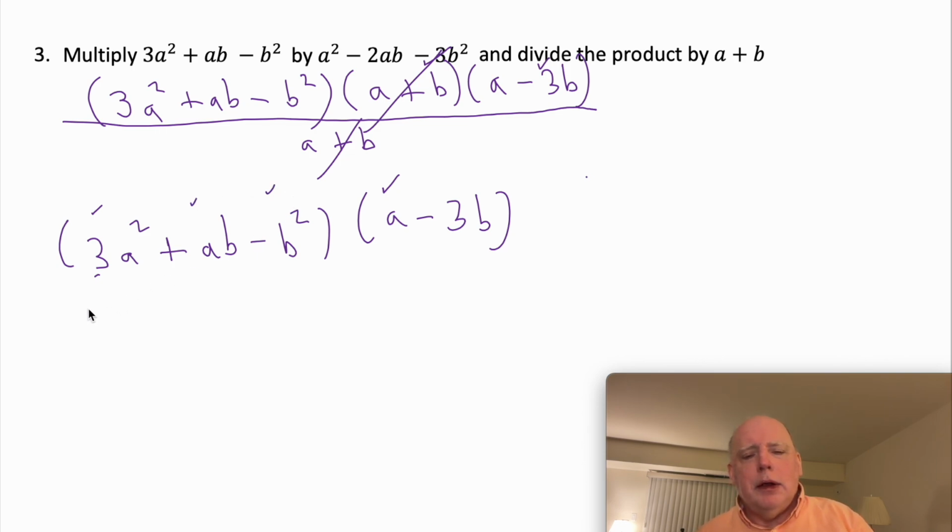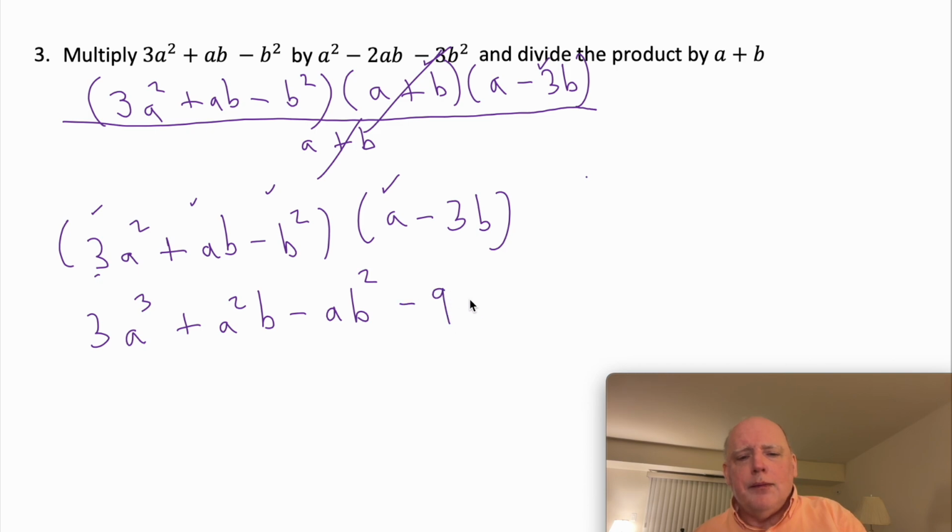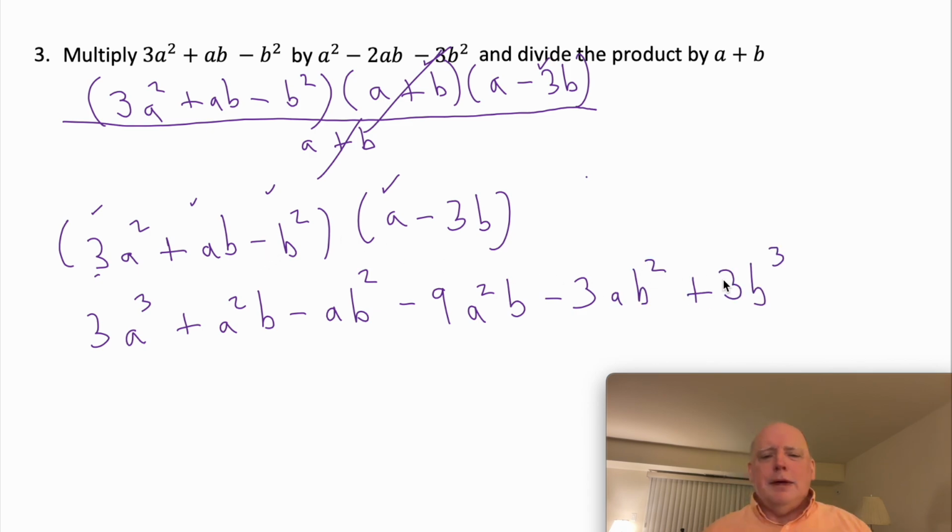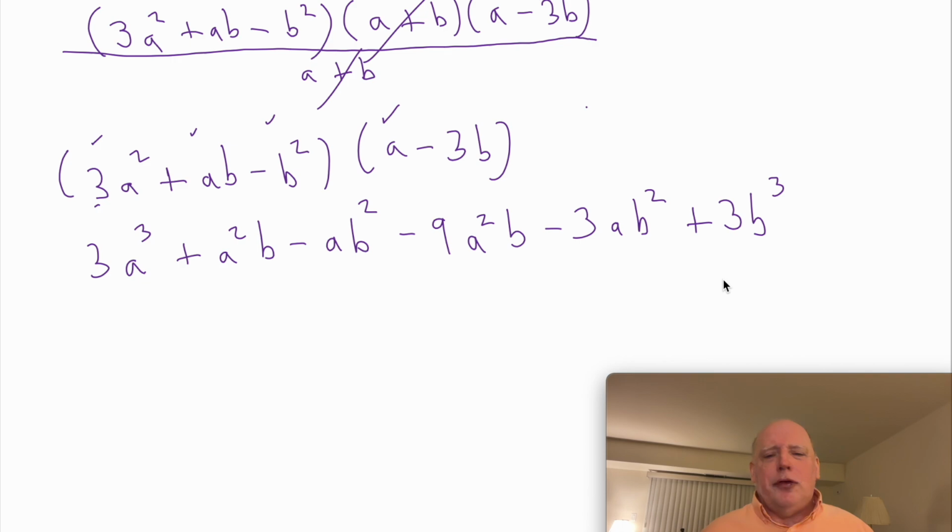So we're basically adding 1 to the power of a in each of them. So we get 3a cubed plus a squared b minus a b squared. And then we do the same thing with minus 3b, and we get minus 9a squared b minus 3ab squared and plus 3b cubed. And now we just have to combine like terms. And so this one stays by itself.